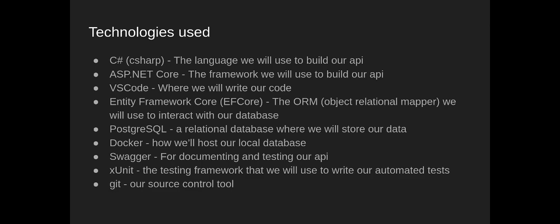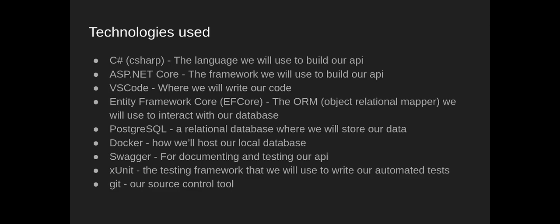Entity Framework Core is the ORM, which stands for Object Relational Mapper. It's what we're going to use to interact with our database. It's going to allow us to query our database without writing any SQL at all. The only time we'll need to write SQL is if we want to manually check some data in our database. And we'll be using Postgres as our database where we will store our data. We'll be using Docker to host our Postgres database locally. Once we deploy to Azure, we will not be using Docker, but for local development, we will be.